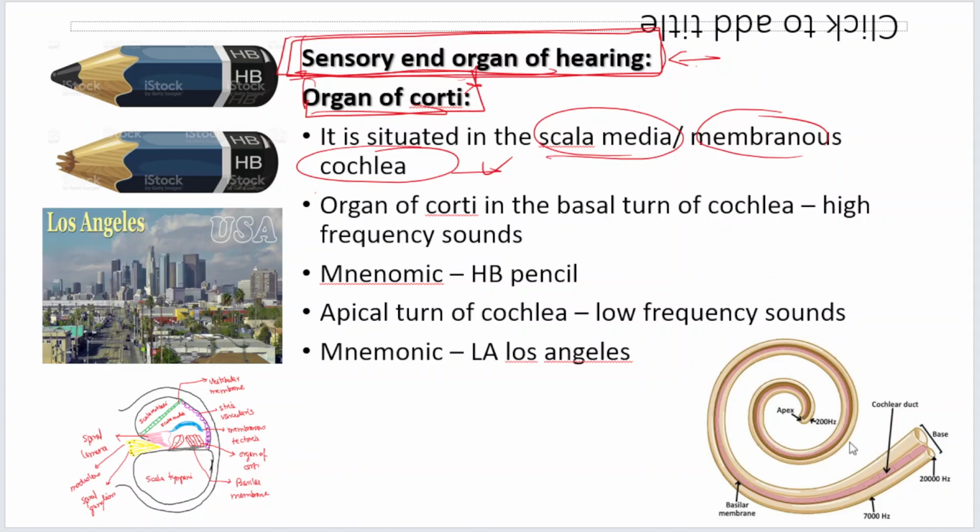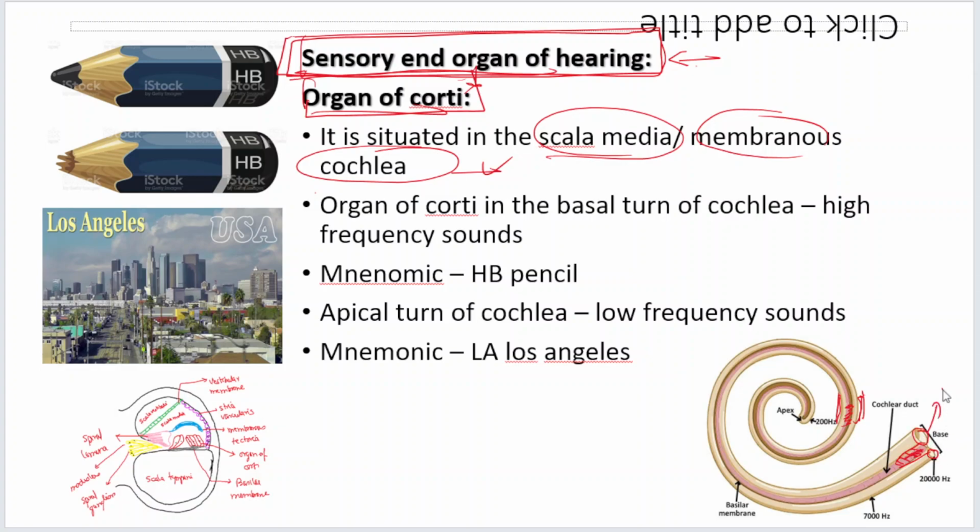Why? Because you can see that there is an inside tube present inside the outer tube. This is the outer tube, inside that you have the inner tube. This is what we are talking about, called the membranous cochlea. You can see this is also a tube.